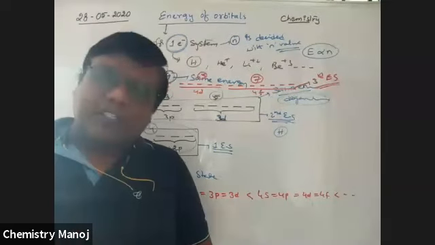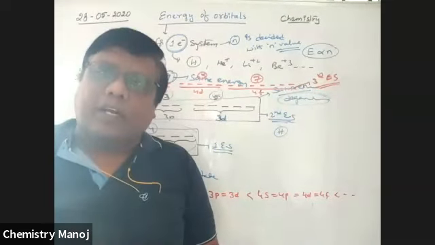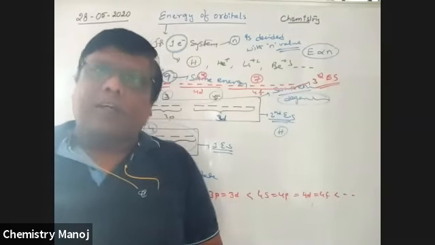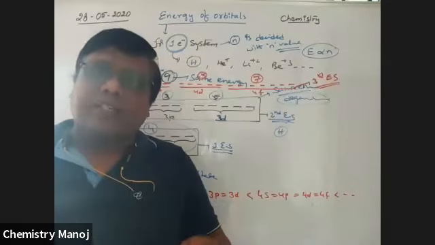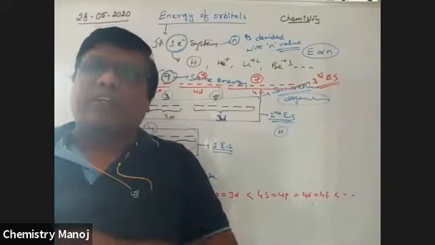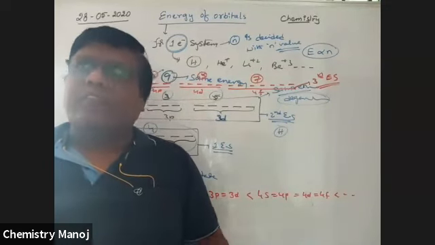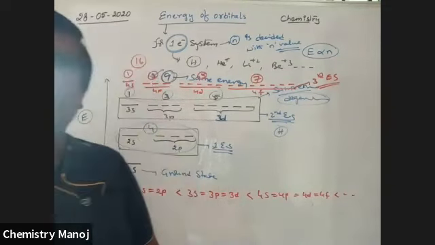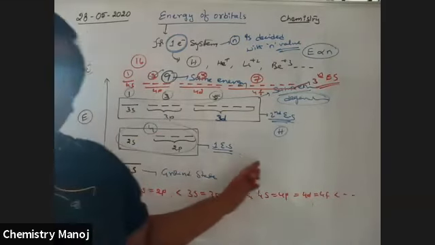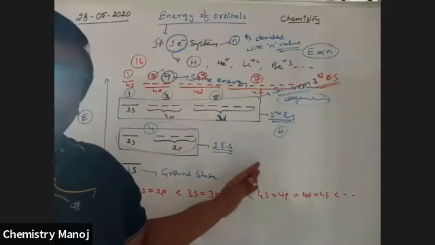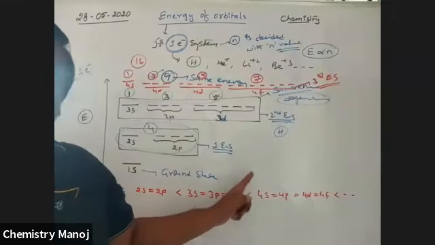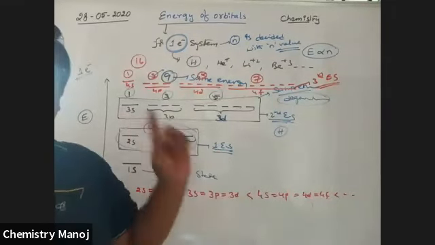For multi-electron systems, that is, having 2 or more electrons, the energy of the orbitals is decided by the n plus l values. So up to this, is it clear or not, my dear boys? The energy of a single electron system is very, very important. Many times it has been asked in bits.